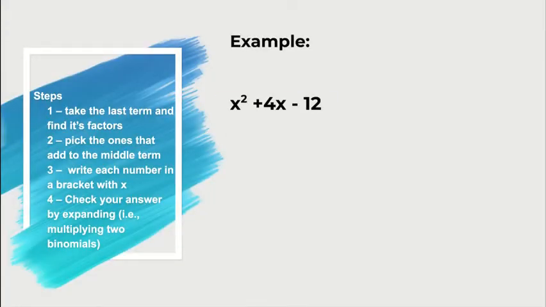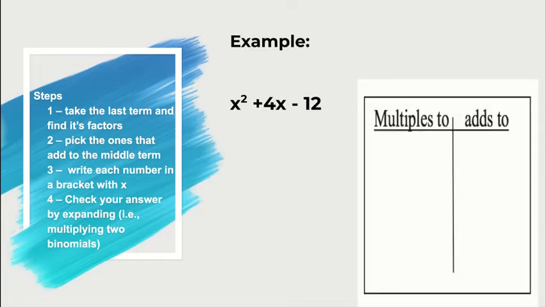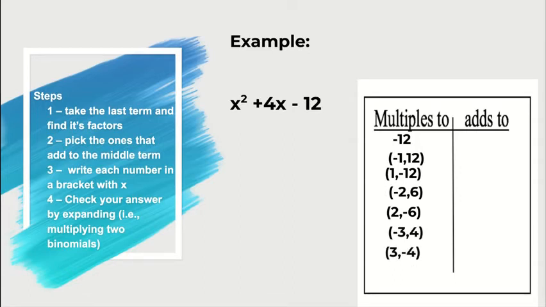Next one, we've got x squared plus 4x minus 12. So it needs to multiply to negative 12. That means in the pair, one has to be a positive, one has to be a negative. So we've got negative 1 and 12. We've got 1 and negative 12. We've got negative 2 times 6. We've got 2 times negative 6. We've got negative 3 times 4. And we've got 3 times negative 4.